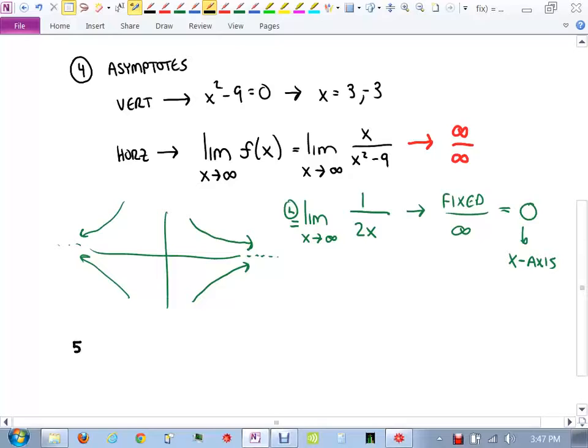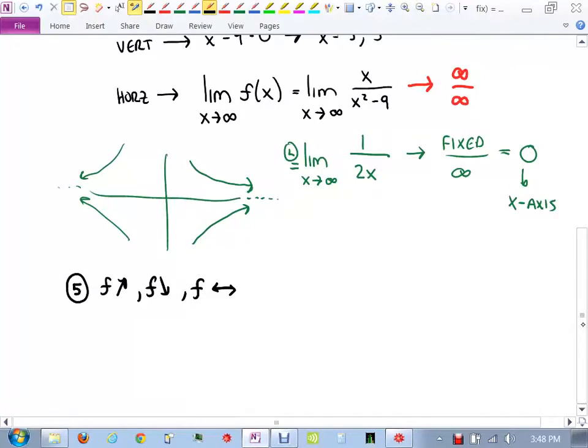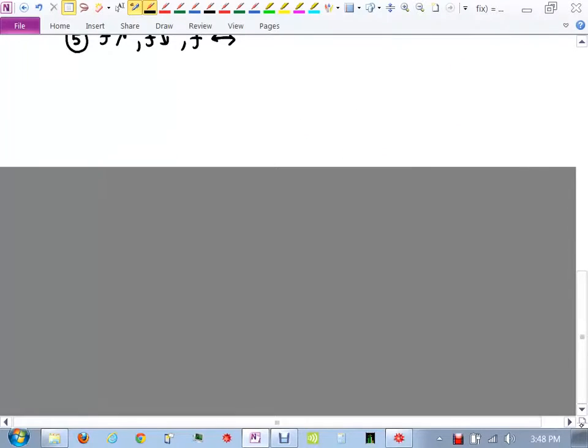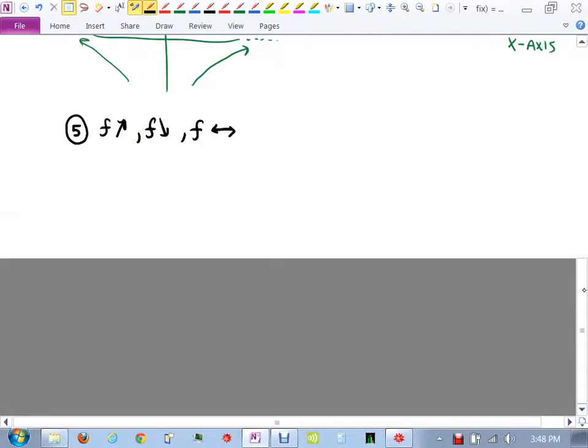Step 5. Determine where f is going up, where f is going down, where f might be constant. Here's what I use for constant, just a flat arrow like that. So when we talk about a function and where it goes up and down, what do you have to do? Take a derivative, right?